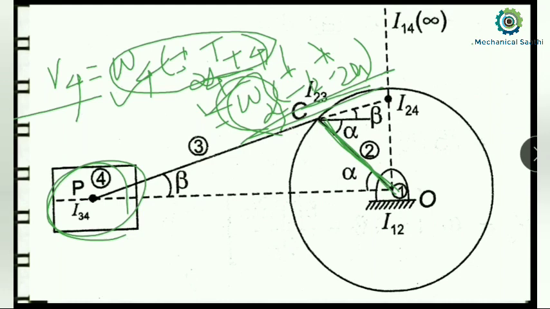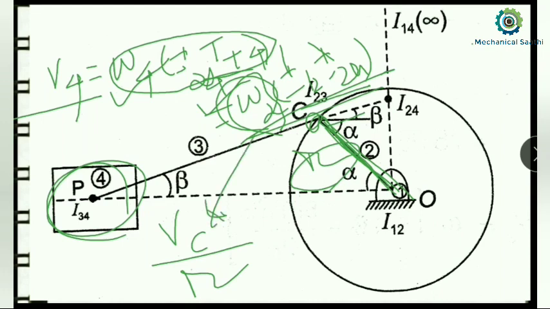So this can be calculated by the linear velocity at point C divided by this radius. So I can say the linear velocity at point C is BC, and the radius we can take as R. So the crank radius we may take as R. So omega 2 we can find out by using this relation, that is BC by R.